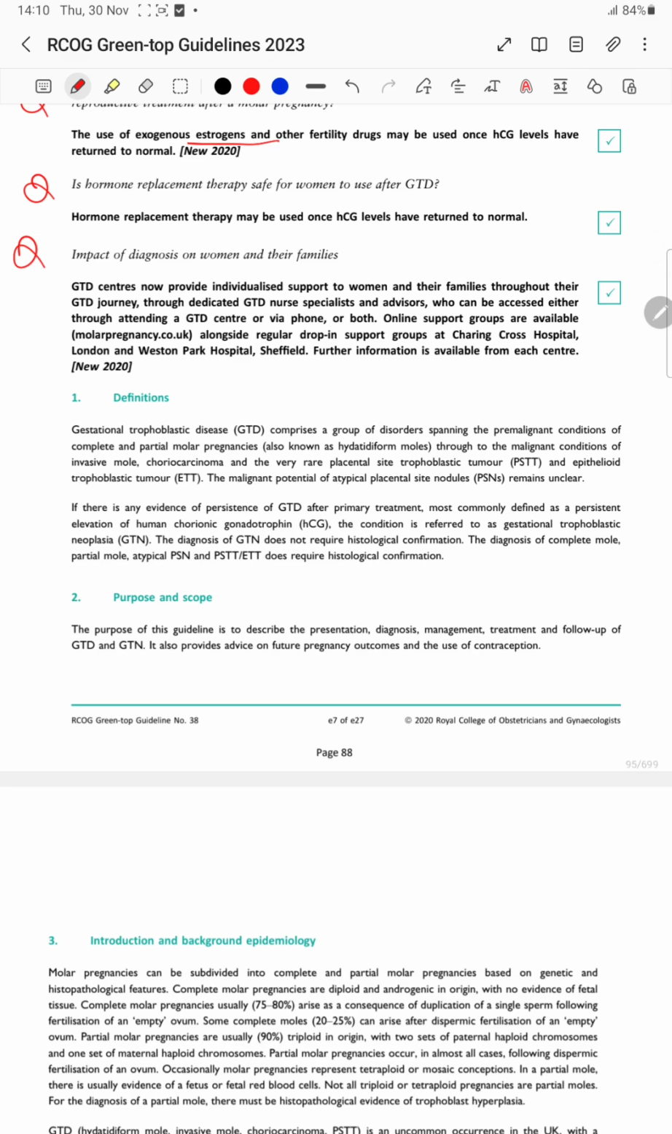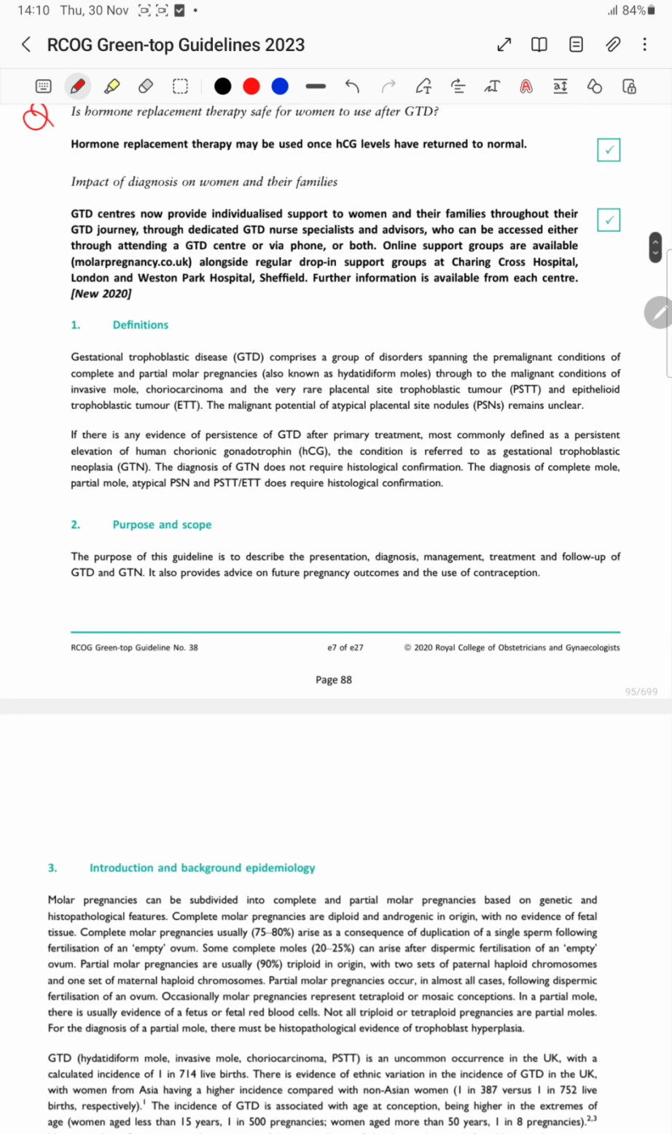Impact of the diagnosis on the women and their families. GTN centers now provide individualized support to women and their families throughout their GTD journey, through a dedicated GTD nurse specialist and advisors who can be accessed either through attending a GTD center or via phone or both. Online support groups are available at molarpregnancy.co.uk, alongside regular drop-in support groups at Charing Cross Hospital, London, and Weston Park Hospital, Sheffield, and further information is available for each center.